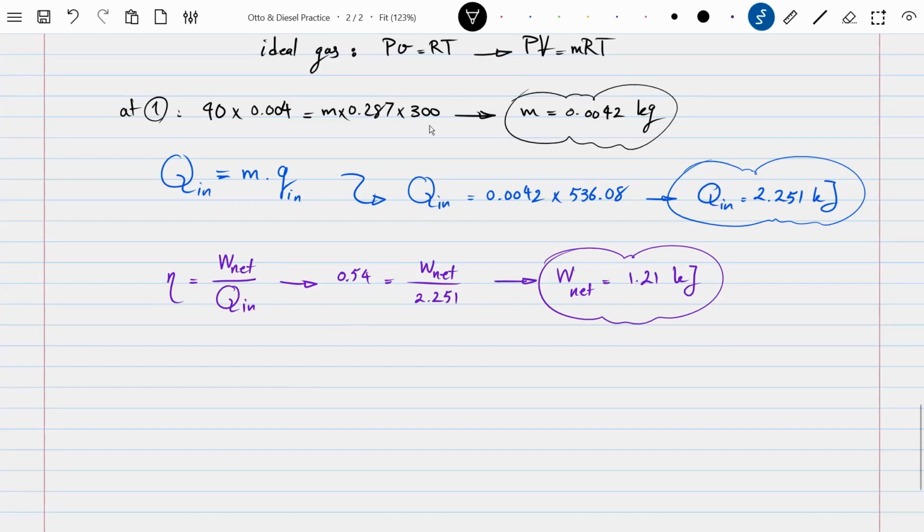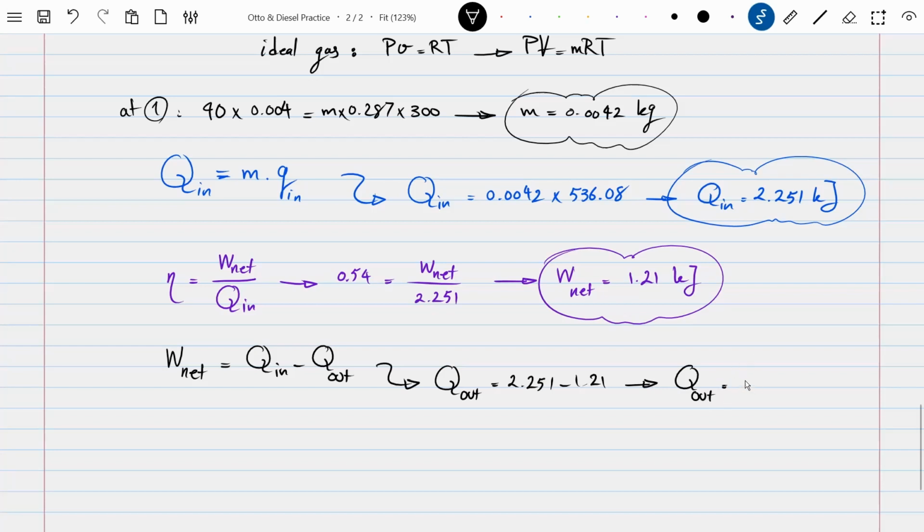Finally, to answer the last part of the question, the heat rejection part, from the first law of thermodynamics for this cycle, we know that the net work is equal to Qin minus Qout, representing the heat rejected. So Qout is going to be 2.251 minus 1.21, and the rejected heat is 1.04 kilojoules.